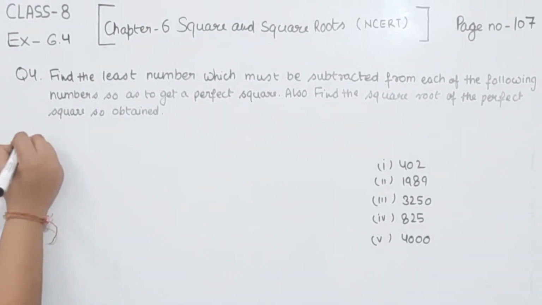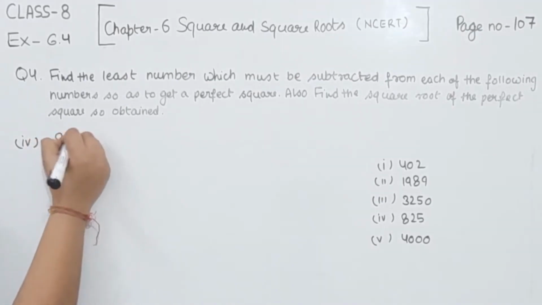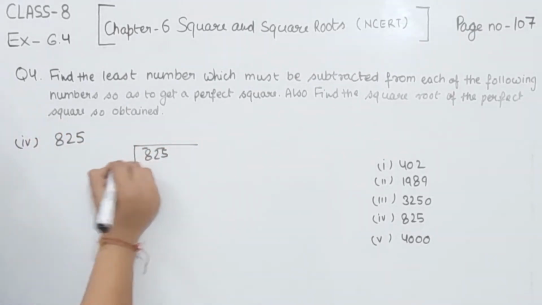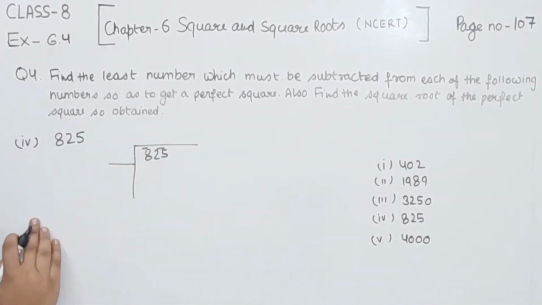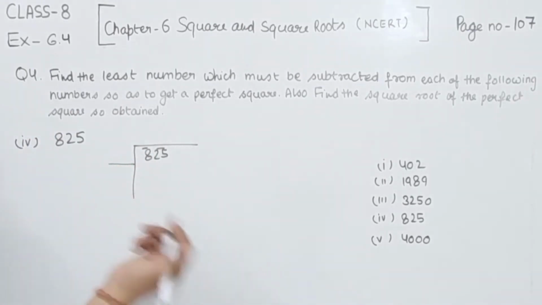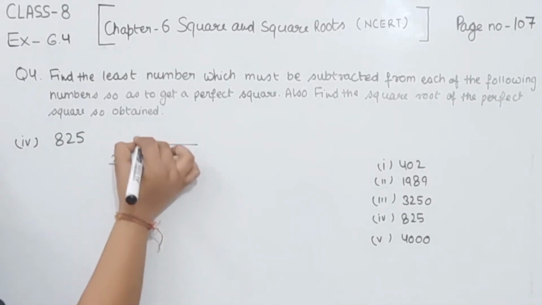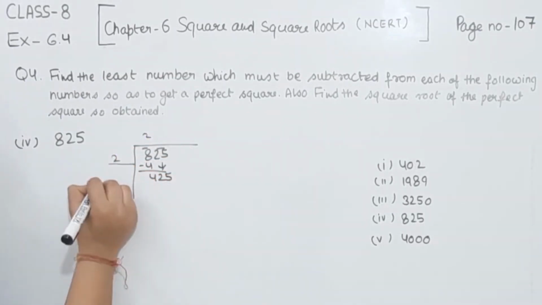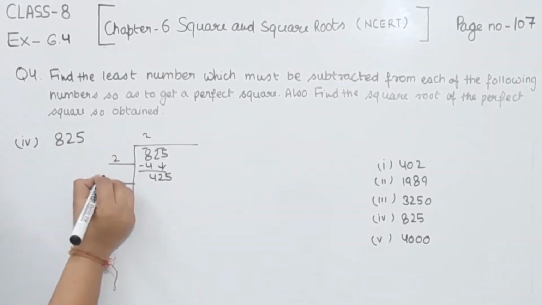Now comes part 4. The number we are having is 825. First of all, we are going to make the pair here. So the number we are having 8. Now 2 2s are 4, 3 3s are 9. 3 3s are 9 is greater, so I'm going to write here 2 2s are 4. Then the remainder will be 4. Now we're going to take the pair downwards, and then we're going to double this one.